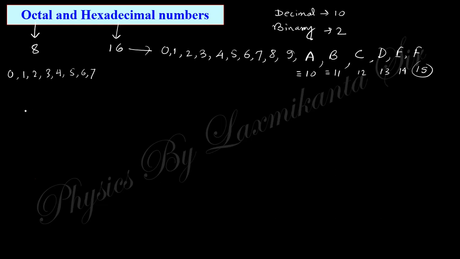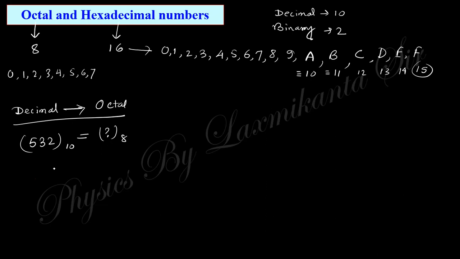Okay. So let us convert decimal to octal. For example, suppose you have 532.125. You need to convert it into octal. So in the binary case, you divide by 2. Similarly here, I have taken the integer part and the fractional part. Similar to binary, you need to divide by 8 here also. So 532 divided by 8, you will obtain 66 with a remainder of 4.